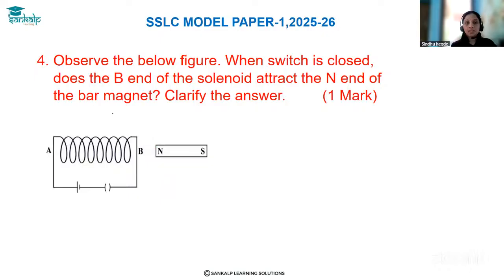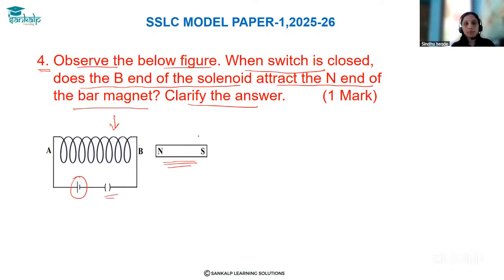Hello everyone. Let us see the fourth question. Observe the below figure. When the switch is closed, does the B end of the solenoid attract the N end of the bar magnet? Clarify the answer. The diagram is already given in the question. This is the solenoid which is connected to a battery and key, and this is the bar magnet. Now the question is, when the switch is closed, does the B end of the solenoid attract the N end of the bar magnet?